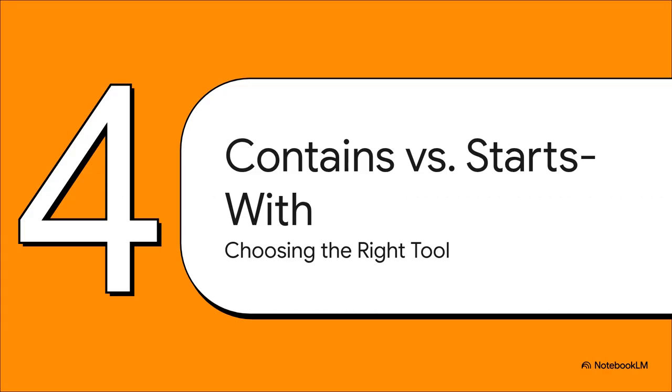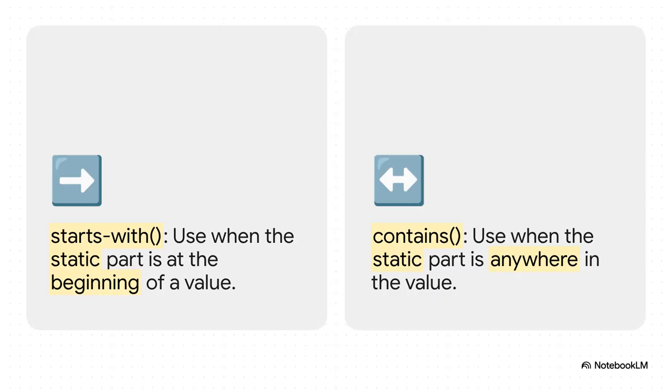Okay, so now that you've got a handle on contains, let's add a little bit of expert level knowledge here. How is this different from another function you might have heard of, starts-with? It's actually super simple. You use starts-with when you know for sure that the stable text is always at the very beginning of the attribute's value. But for pretty much everything else, when that text could be at the start, in the middle, or at the end, contains is your go-to. It just gives you so much more flexibility.